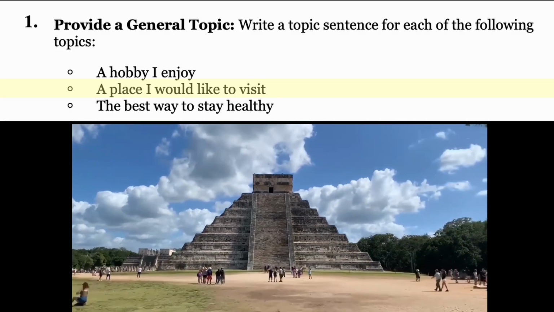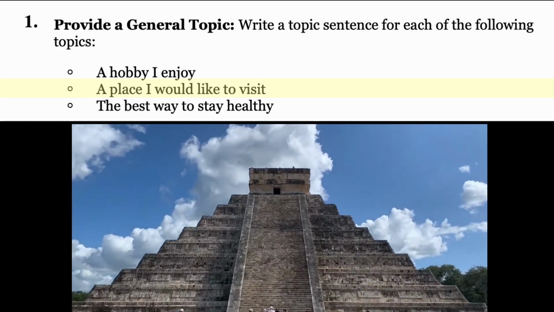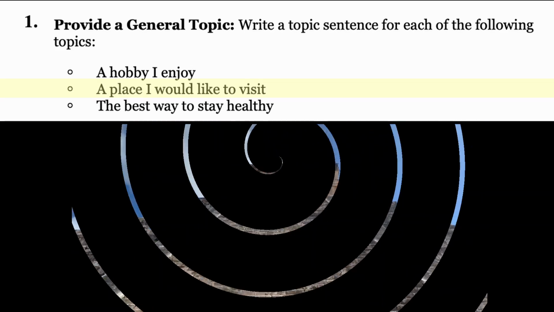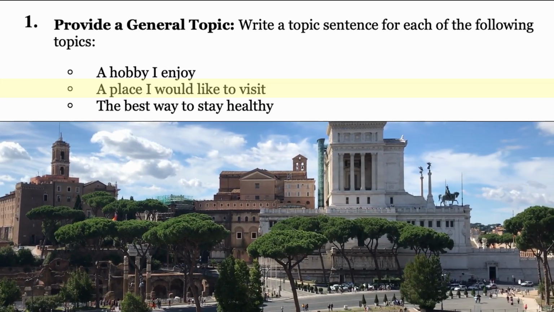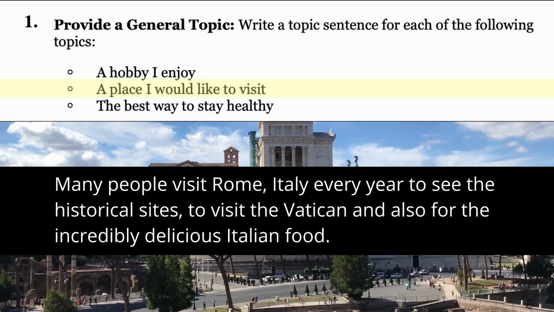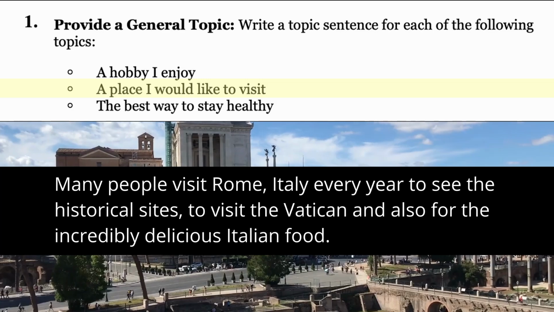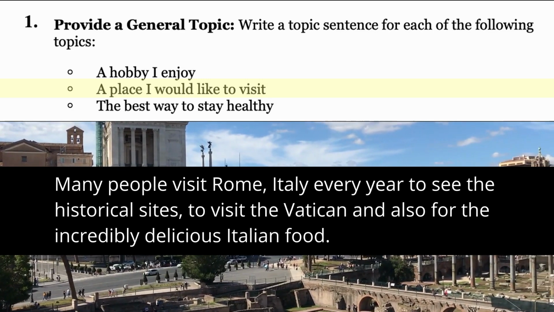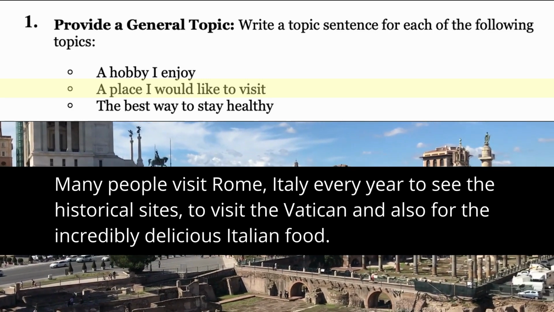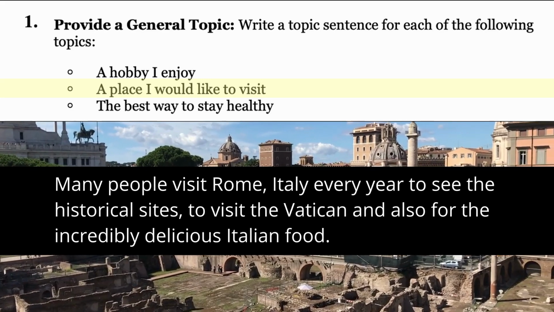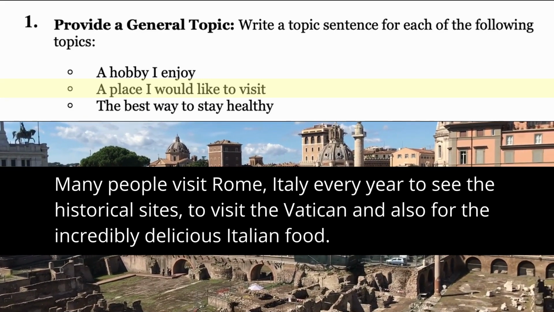A place I would like to visit. For example, many people visit Rome, Italy. A good topic sentence for this could be, many people visit Rome, Italy every year to see the historical sites, to visit the Vatican, and also for the incredibly delicious Italian food.